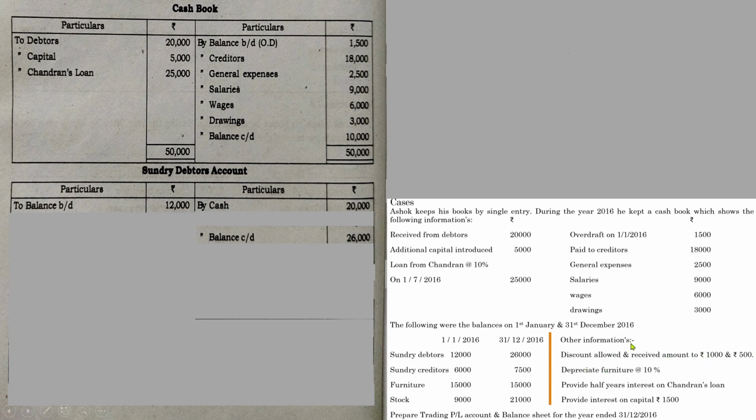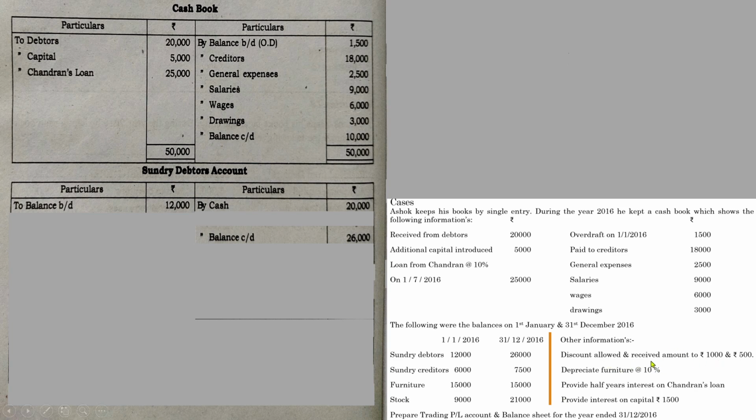So which one is related to debtors account, discount allowed or discount received? Discount allowed means whenever you allow a discount. In what situation are you going to allow a discount to someone else? Surely it will be a debtor. We can allow discount only to our debtors, and we can receive discount from whom? From our creditors.